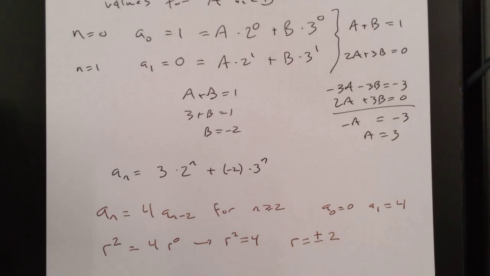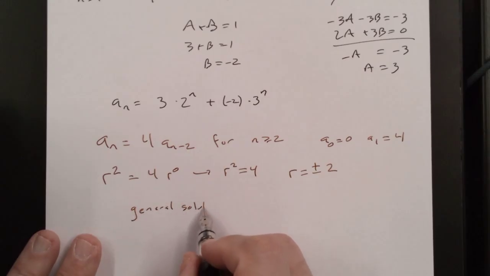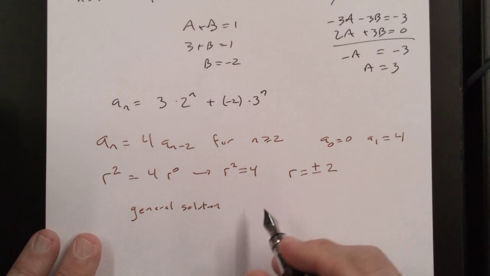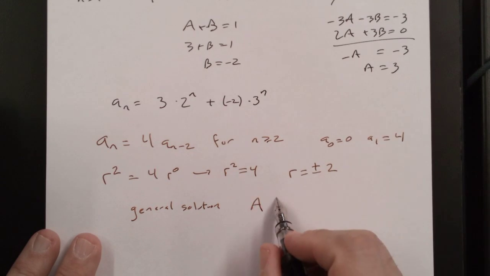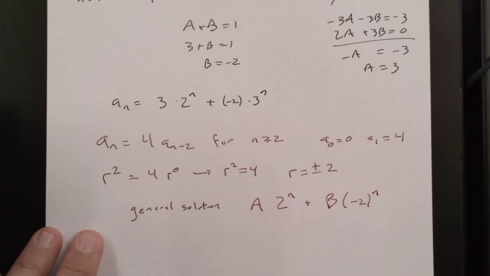So my general solution, these are my characteristic values. My general solution is A times the first one and B times the second one. By the way, if you switch the order and do -2 first and +2 second, that's just going to swap your values of A and B with my values of A and B. Perfectly fine.